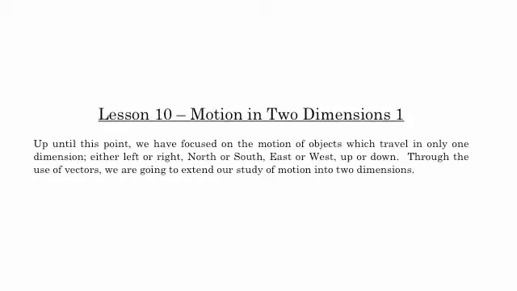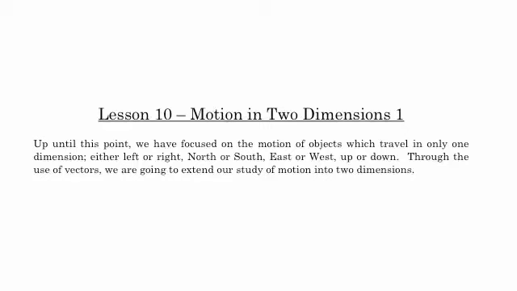Okay, and here we are, lesson 10, continuing our discussion of motion in two dimensions. And we looked at relative velocities and kind of adding velocity vectors. And now we're going to investigate something called projectile motion, which is the motion of objects as they move in two-dimensional space.